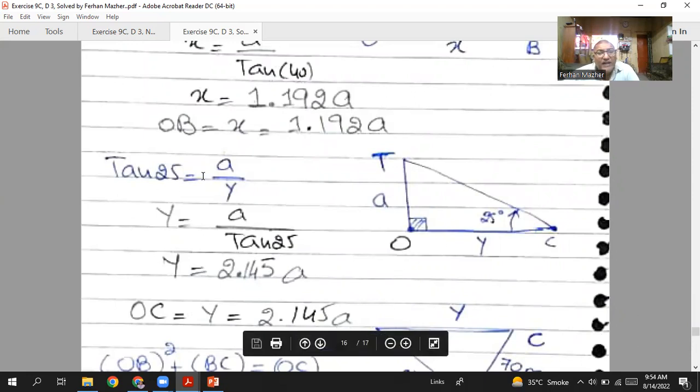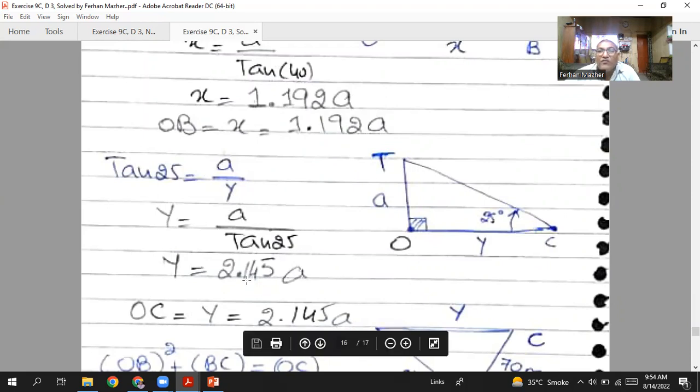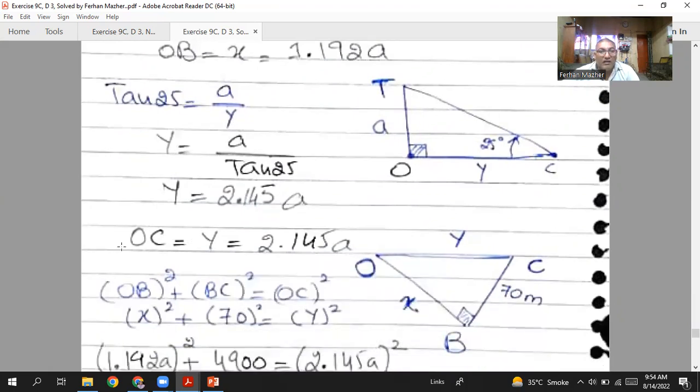So tan 25 is equal to perpendicular by base, that's A by Y. So Y will be equal to A divided by tan 25. If in your calculator you do 1 divided by tan 25, that will be 2.145A. So we will have Y equal to 2.145A, and so OC, or Y, is equal to 2.145A.